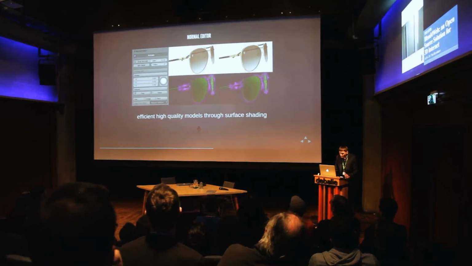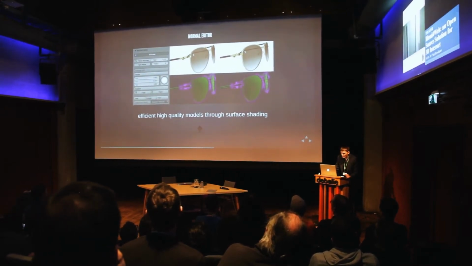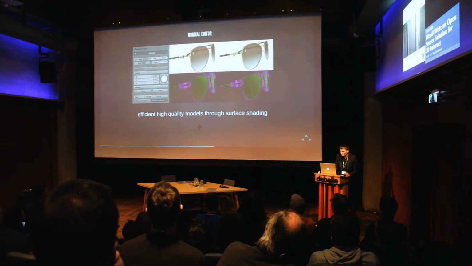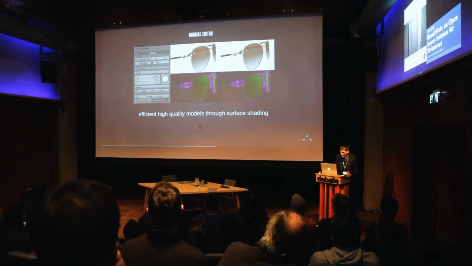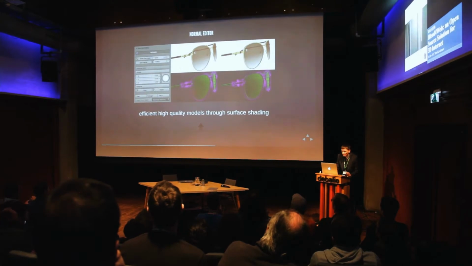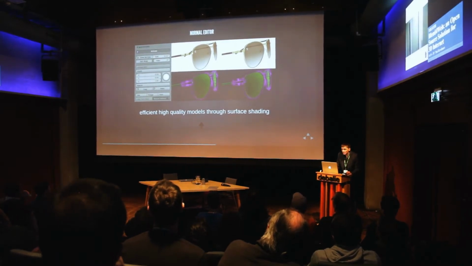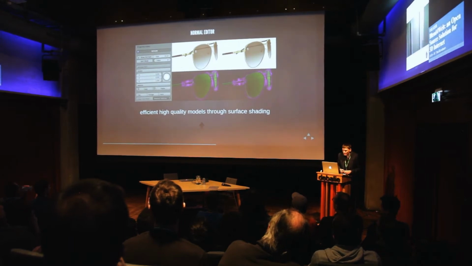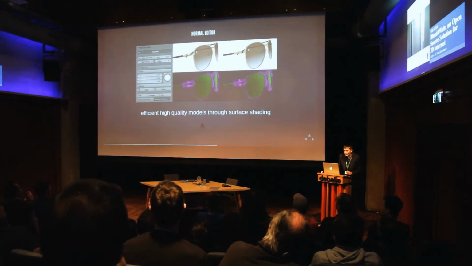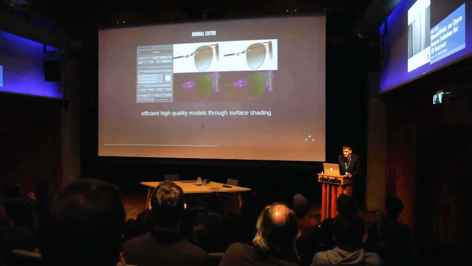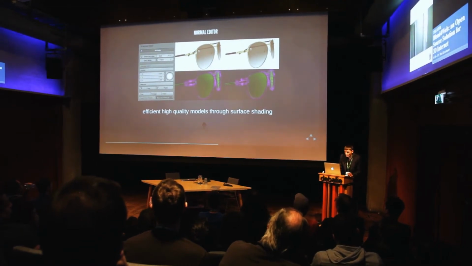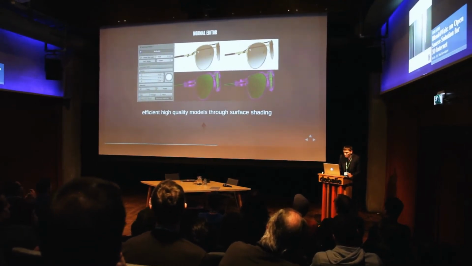And finally, the normal editor, which is depicted on the left, and it basically allows you to modify shader surface shading by modifying normals. And some people believe that this is the best normal editor so far which exists for Blender. And it is very important to add detail without adding actual complexity, because these models are downloaded via the internet and should be as light as possible.